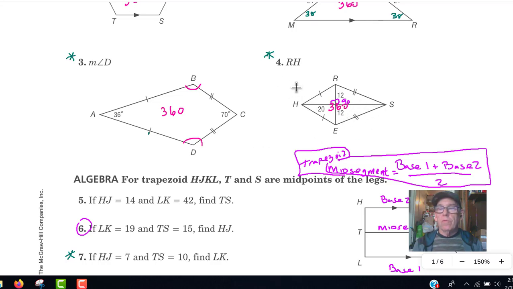For number 4, we have a kite. One of the properties of a kite is that the diagonals are perpendicular and that the minor diagonal is bisected by the major diagonal. And so let's see. If we look here, they want the distance from R to H. So this is going to be the Pythagorean theorem. 12 squared plus 20 squared, take the square root. That's going to be the distance from R to H, because you have a right triangle there. A squared plus B squared equals C squared.